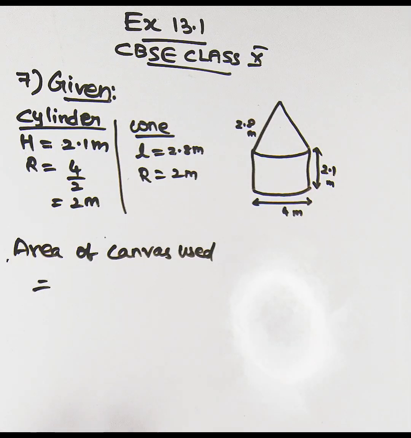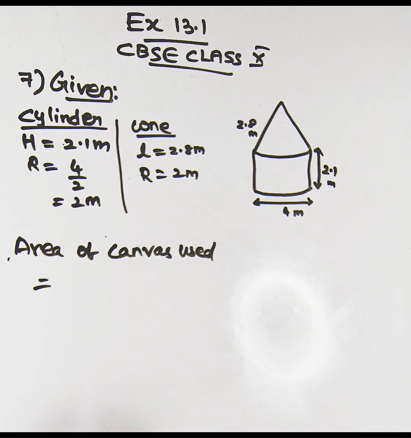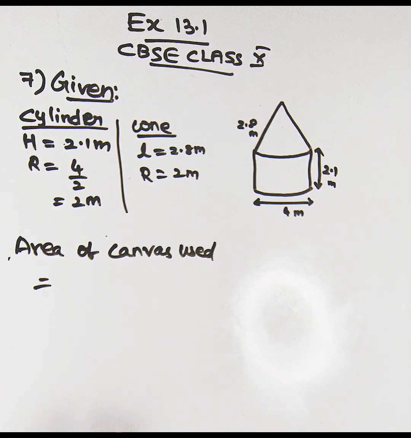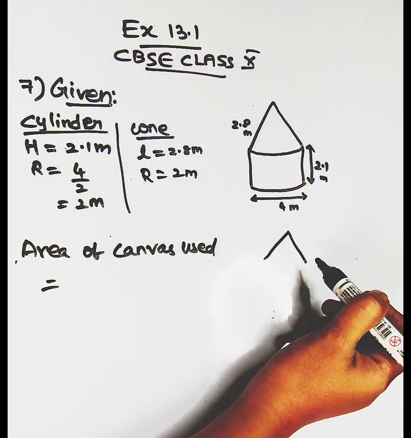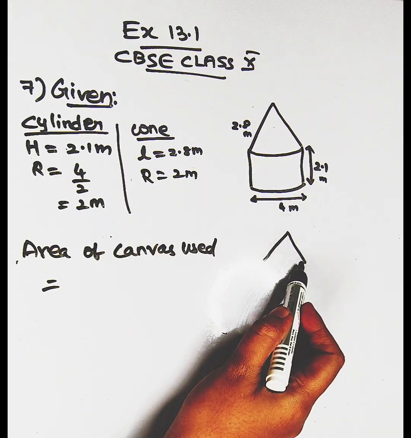Question number 7. A tent is in the shape of a cylinder surmounted by a conical top. If the height and diameter of the cylindrical part are 2.1 meter and 4 meter respectively, and the slant height of the top is 2.8 meter, find the area of the canvas used for making the tent. Also find the cost of the canvas of the tent at the rate of 500 per meter square. Note that the base of the tent will not be covered with the canvas. For this canvas, only the upper part of the cone is required, that is, only the curved surface part of the cone is required.